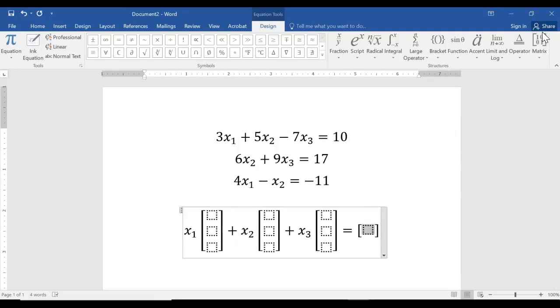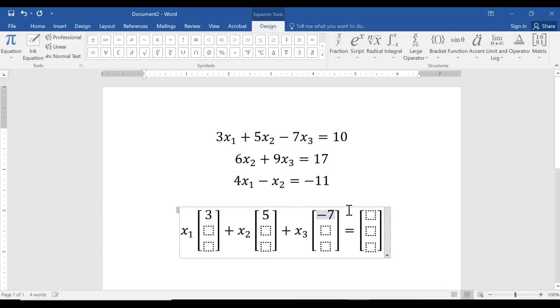And by the way, if one of them's 3 dimensions, you can't have another one that's going to be 2 dimensions. Hopefully that makes sense. So here's what we do. We say, okay, first equation is 3 times x1 plus 5 times x2 minus 7 times x3, we'll put a minus 7 there, is equal to 10.